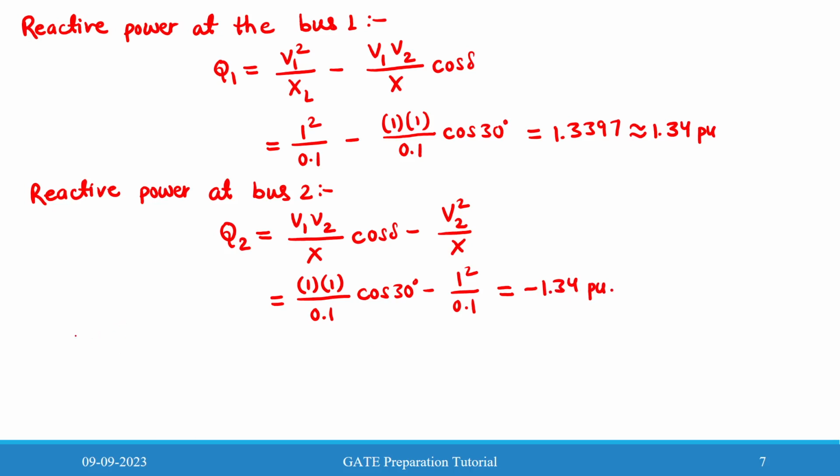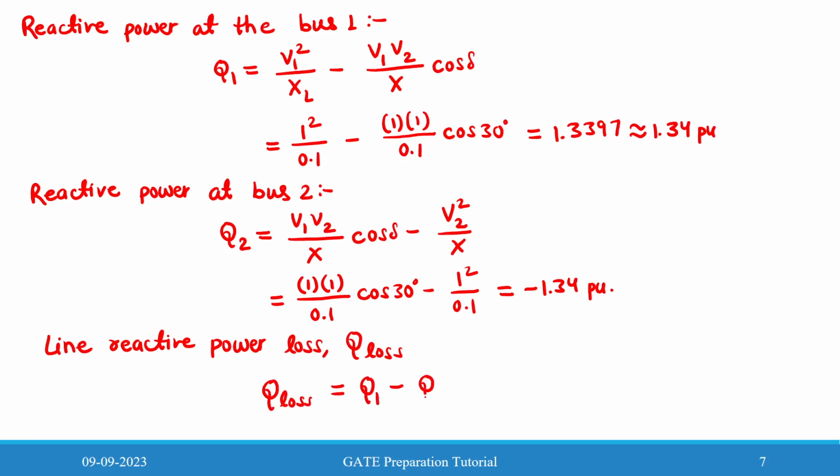So what is the line reactive power loss? Line reactive power loss, that is Q loss, will be Q1 minus Q2, meaning the difference of the reactive power present at the sending end and the receiving end. At the sending end we have 1.34 per unit minus the receiving end, which is minus 1.34 per unit. So this will be 2.68 per unit. So one answer we got.